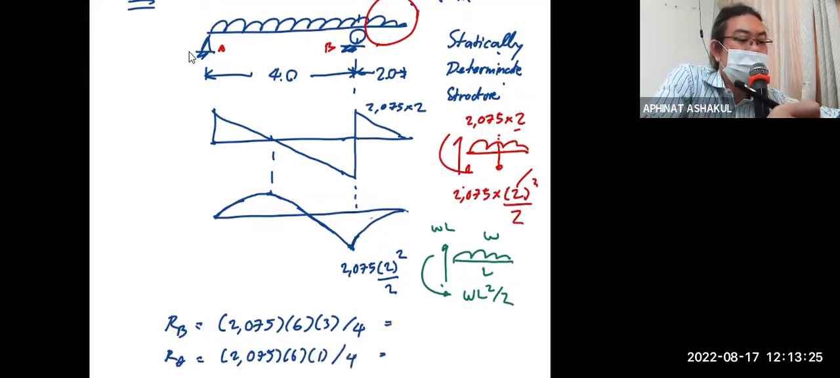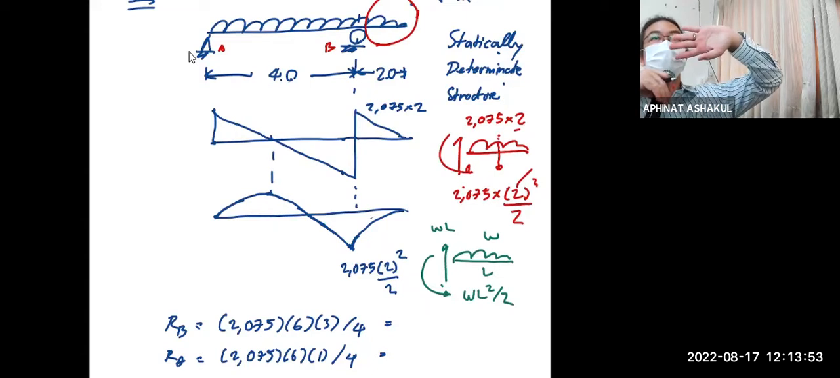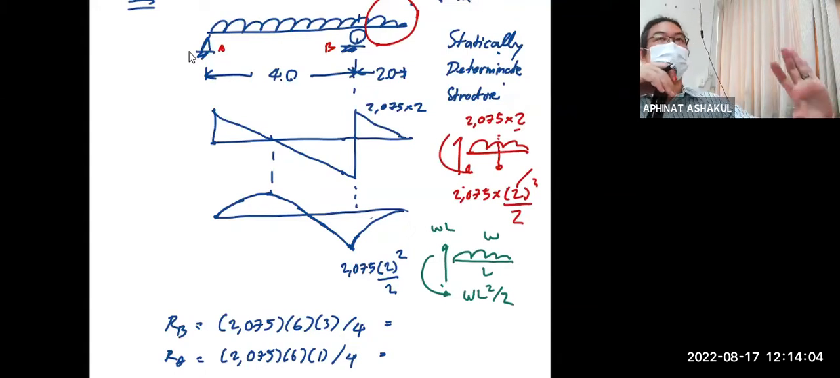Okay. The one thing that I cannot cure is that many students would like to take the moment just once and then use the sigma Fy to obtain another reaction. So the question is, what if the first one is wrong? What if somehow you punch the calculator incorrectly and get the wrong reaction? You throw away the chance to check your calculation. So for me, I always take moments twice when I was your age, just to make sure that my sigma Fy is okay.